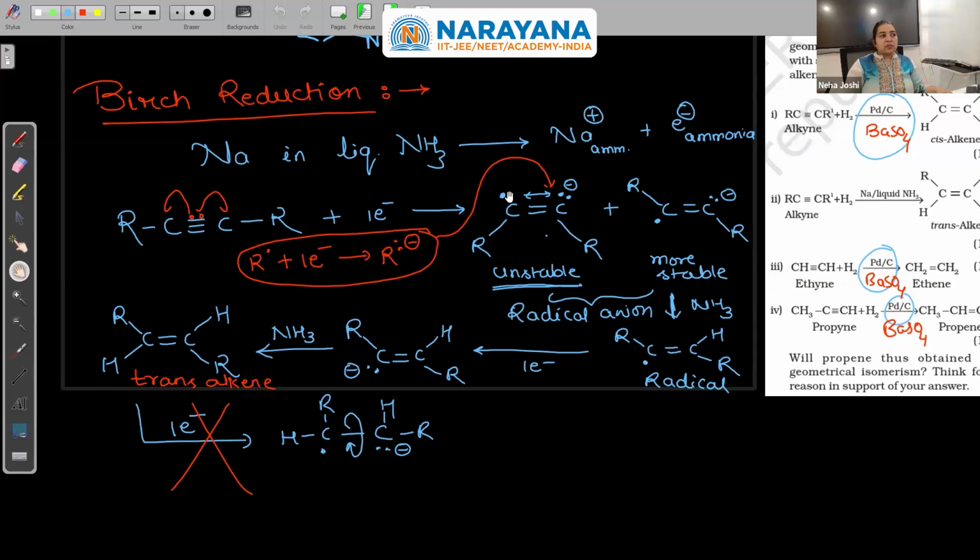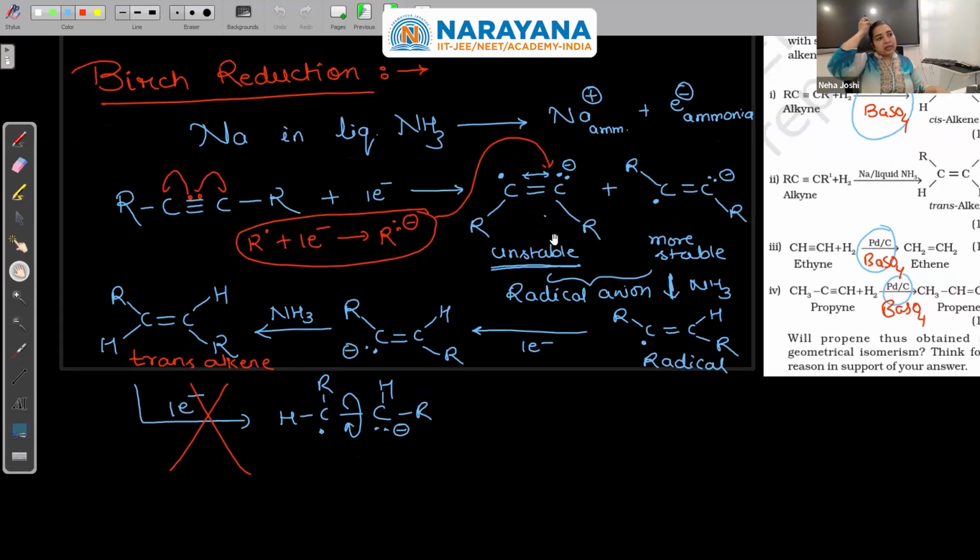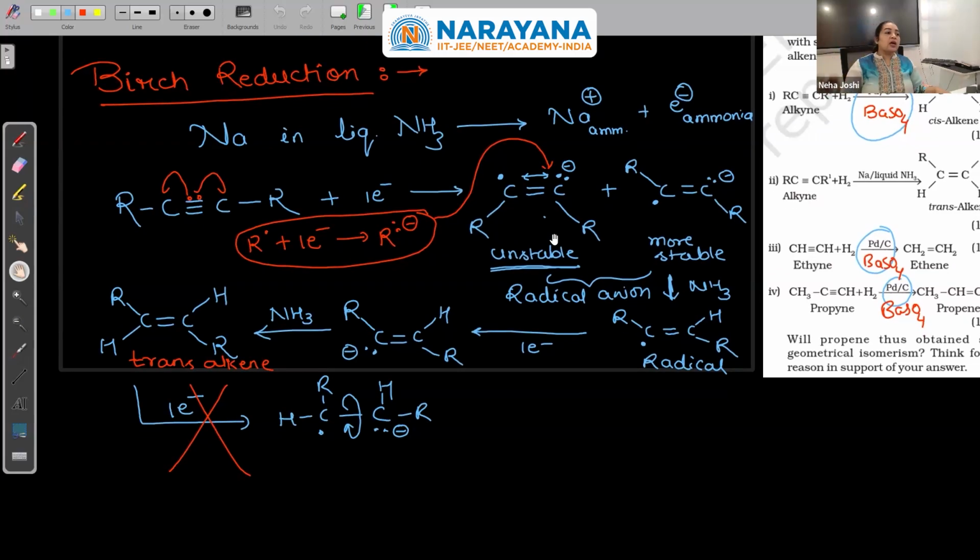So this is unstable because ultimately this anion and radical are electrons. They will definitely repel each other. So they want to stay opposite of each other. So the more stable arrangement is this, and less is this. So this is formed in negligible or zero amount, tending to zero. And this is formed major.